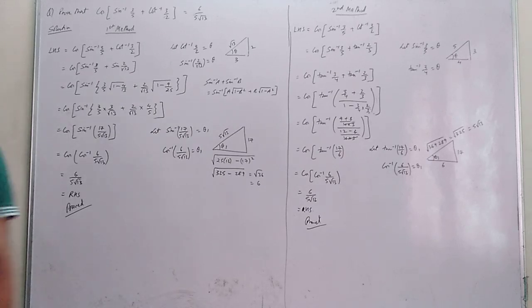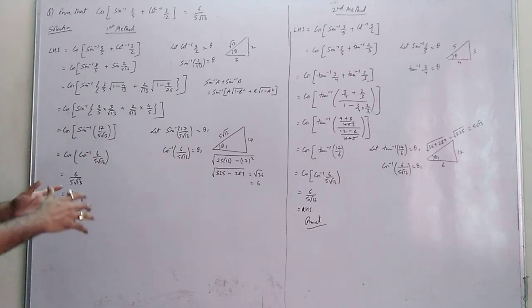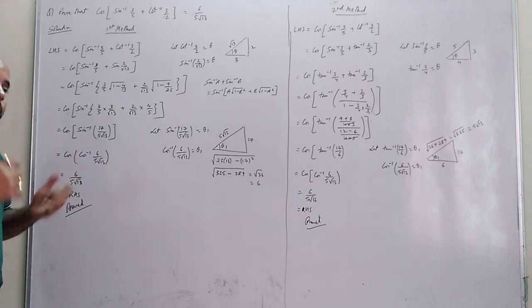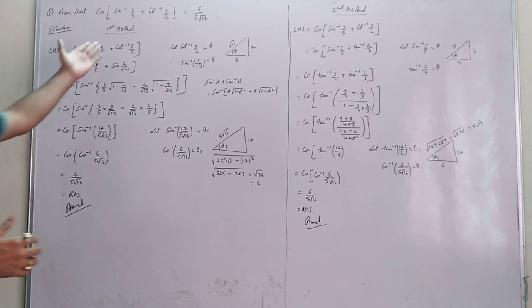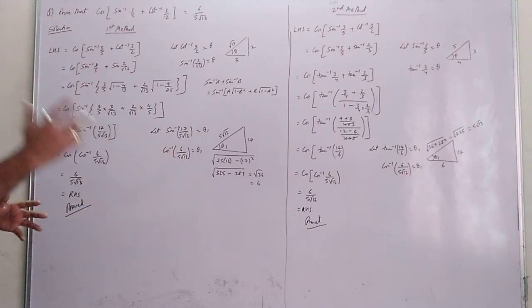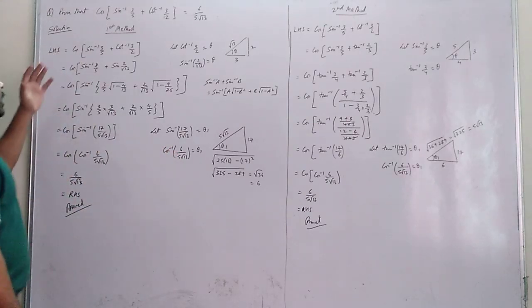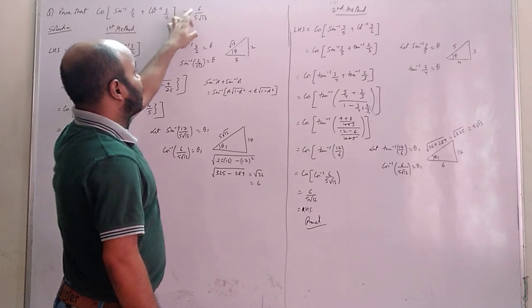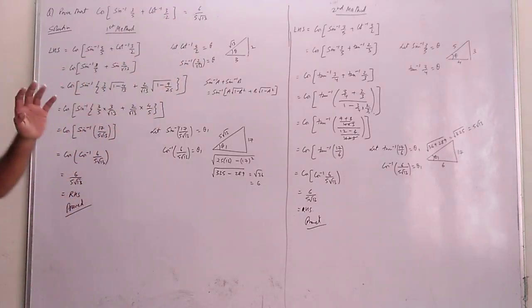Okay, now this question. In this question I will discuss almost all different types of concepts. And all those different types of solutions will have a common thinking process or a common aim. You can follow the first method, you can follow the second method to solve the same question, or you have some other method, do it on your own and ask me whether it's correct or not. So let's see the question. Prove that cos of sin inverse 3 by 5 plus cot inverse 3 by 2 equals 6 by 5 root 13.